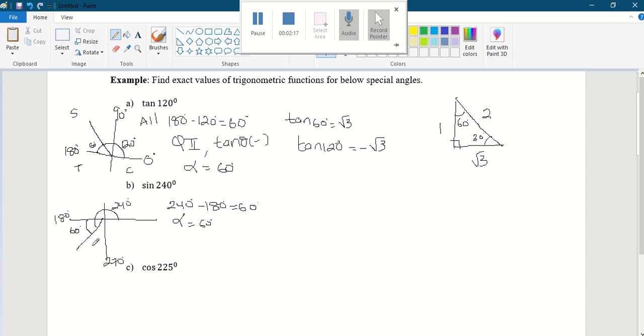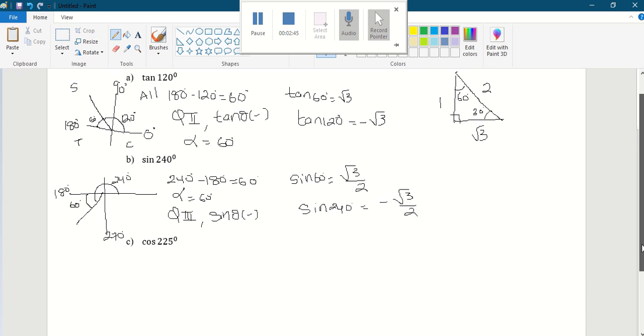It is in quadrant 3. In quadrant 3, sine is negative. So we will say quadrant 3, sine theta negative. The value of sine 60, from this triangle right here, opposite over hypotenuse, is root 3 over 2. Sine 240 will be the same number, just with a negative sign because it's in the third quadrant, where sine is negative.